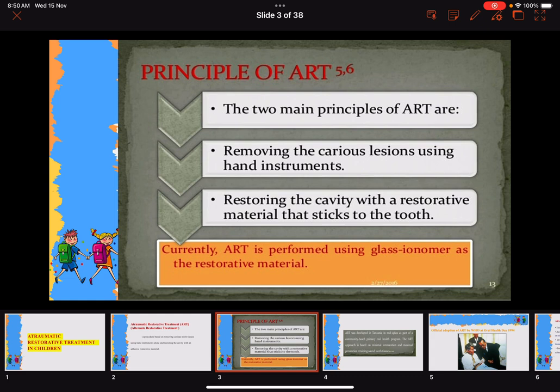Now, one of the main questions that can be asked in ART is the principle of ART. The two main principles of ART are removing the carious lesions using hand instruments and also restoring the cavity with a restorative material that sticks to the tooth. Currently, ART is performed using glass ionomer as a restorative material.